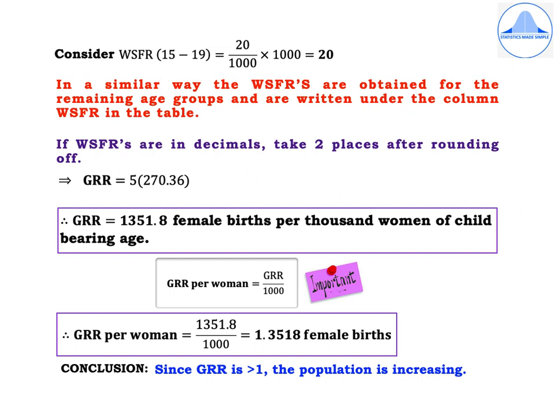And GRR per woman is calculated using the formula GRR divided by 1000, which is 1351.8 divided by 1000, which is equal to 1.3518 female births. So conclusion, since GRR is greater than 1, the population is increasing.